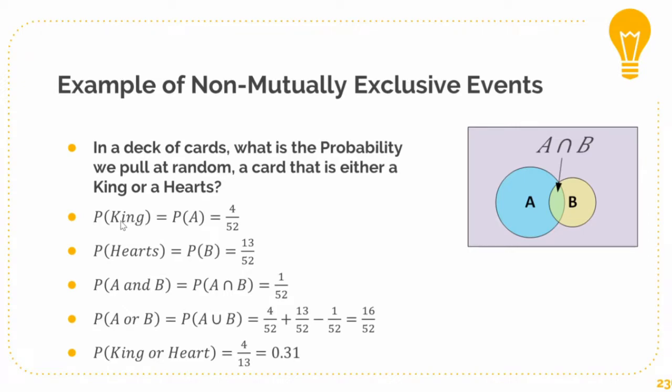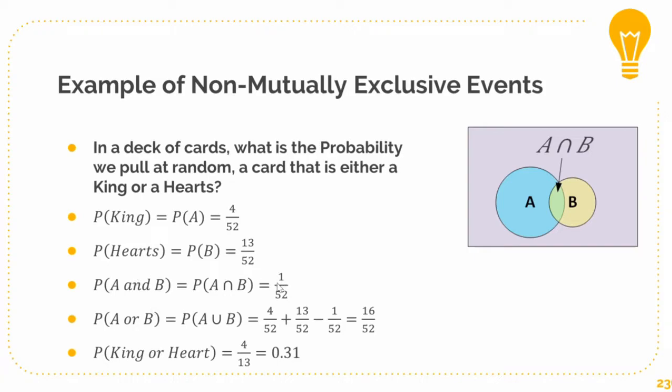So the probability of a king, which will equate to P of A: there are 4 kings in a deck of cards, so it's 4 over 52, 52 being the total number of cards in the deck. Probability of hearts is 13 over 52, because there are 4 suits, so 52 divided by 4 is 13. Remember, there's hearts, diamonds, clubs, and spades. And the probability of A and B occurring together, which is you getting the king of hearts, is 1 over 52.